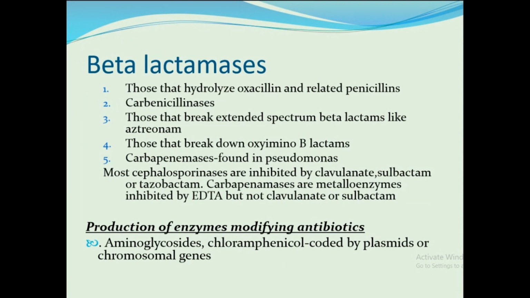So cephalosporin-sulbactam was there in the late 90s. Later on, we have also given ampicillin-sulbactam, but due to resistance to ampicillin and cephalosporin, that has been a challenge widely. So as you can see, most cephalosporins are inhibited by clavulanate, sulbactam or tazobactam. Carbapenemases are metalloenzymes inhibited by EDTA but not clavulanate or sulbactam.